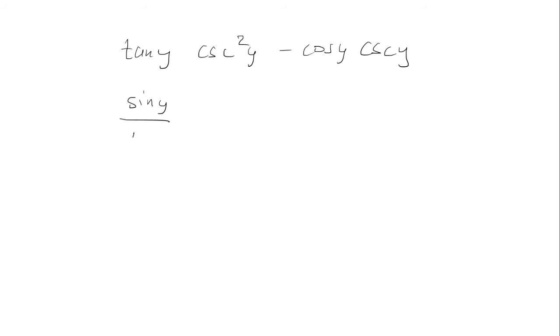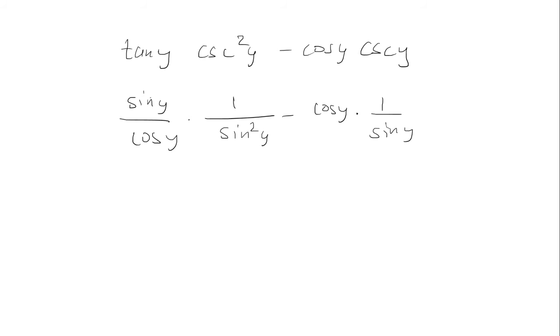Now I just want to simplify the following function. I have tangent of y times cosecant squared y minus cosine of y times cosecant of y. Best thing to do for this is break it up into sines and cosines. So tangent is sine over cosine. Cosecant squared is 1 over sine squared. And then cosecant is 1 over sine.